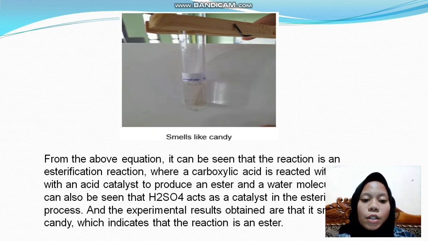The reaction can be written in the equation. From the above equation, it can be seen that the reaction is an esterification reaction, where a carboxylic acid is reacted with an alcohol with an acid catalyst to produce an ester and a water molecule. It can also be seen that sulfuric acid acts as a catalyst in the esterification process, and the experimental results obtained are that it smells like candy, which indicates that the reaction produced an ester.